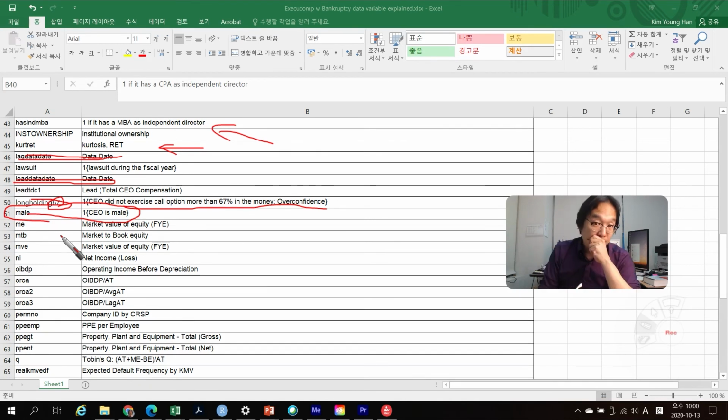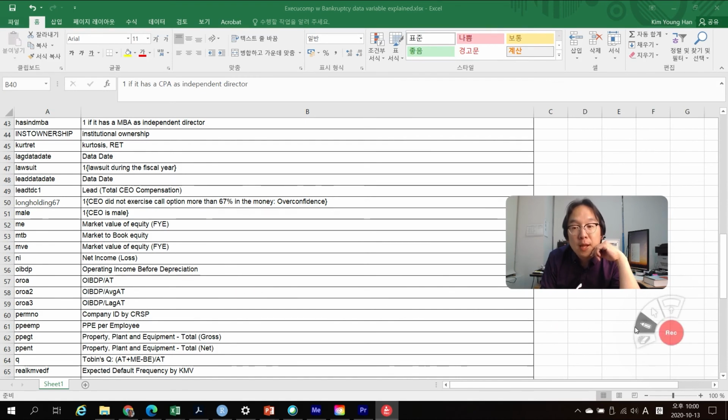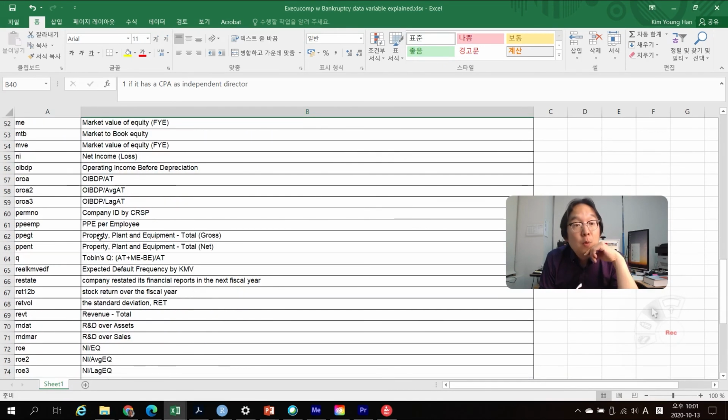ME, I told you, market value of equity. MTB, that's market value to book value, like the PB ratio. MVE, again, market value of equity, fiscal year end. Those two have to be the same, but somehow I measured it at a different point of time, but it should be the same number. Check out if they are the same. But let's see if it is not. Yeah, you can drop one of them. Anyway, NI, that's net income. OIBDP, that's operating income before depreciation, okay? Close to EBITDA.